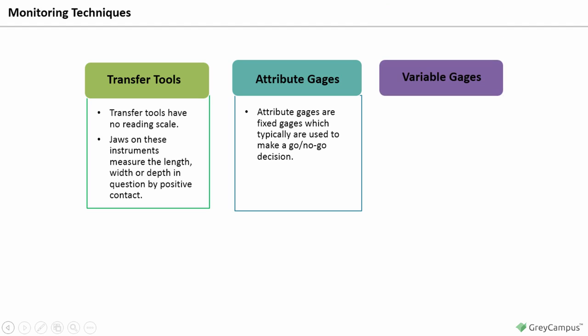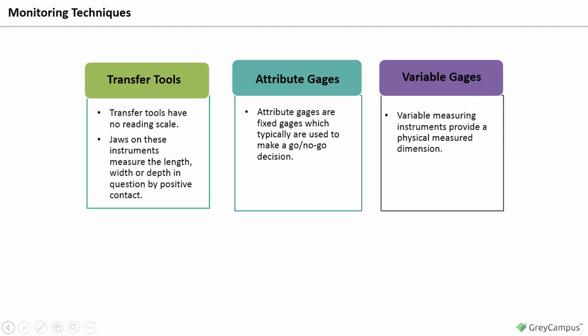Variable gauges. Variable measuring instruments provide a physical measured dimension. Examples of variable instruments are rulers, vernier calipers, micrometers, depth indicators, run-out indicators, etc. Variable information provides a measure of the extent that a product is good or bad relative to specifications. Variable data is often used for process capability determination and may be monitored via control charts.